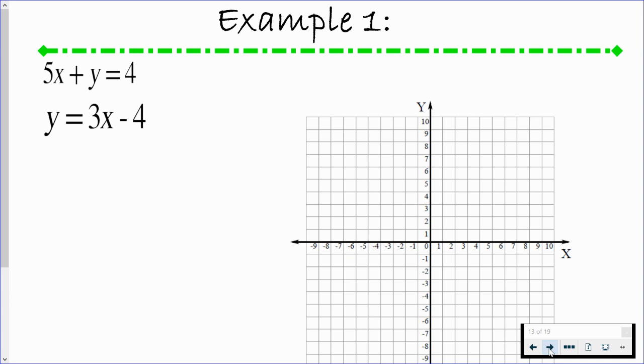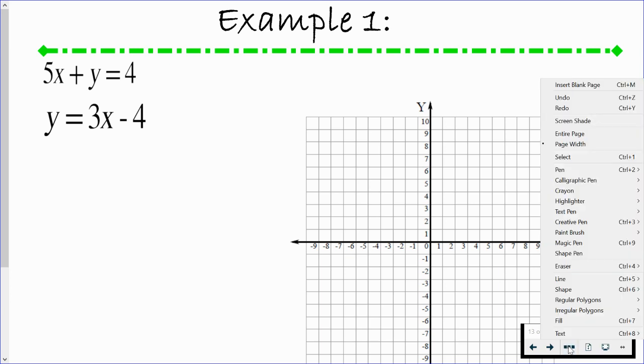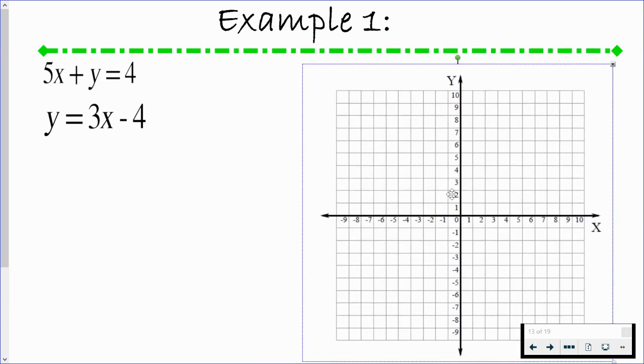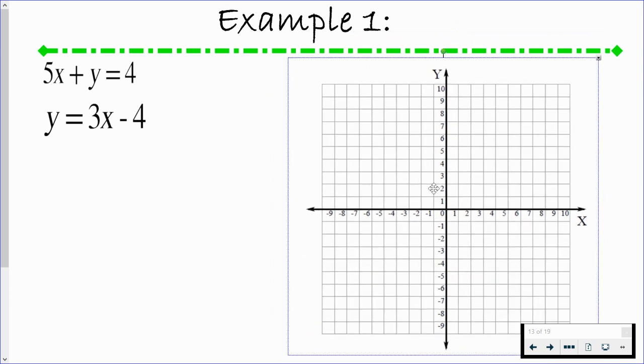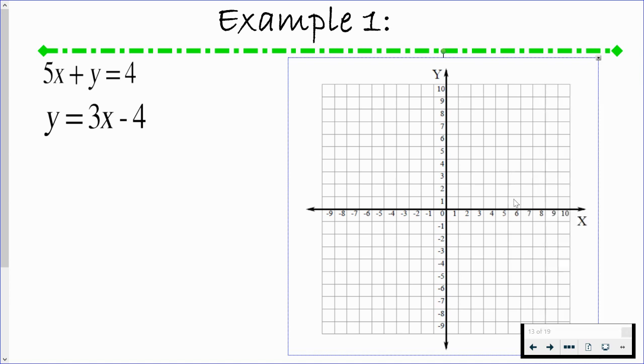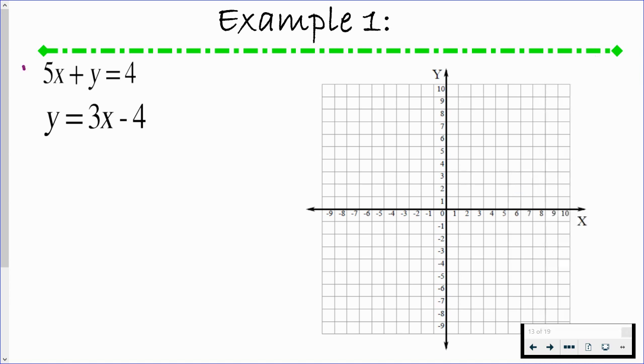Now, what I want to see is that you first look at your equations. Okay, so first let's look at our 2 equations. We have our first equation, 5x plus y equals 4. And then our second equation is y equals 3x minus 4. If you notice this second one, this one's good to go already because it's in slope-intercept form.